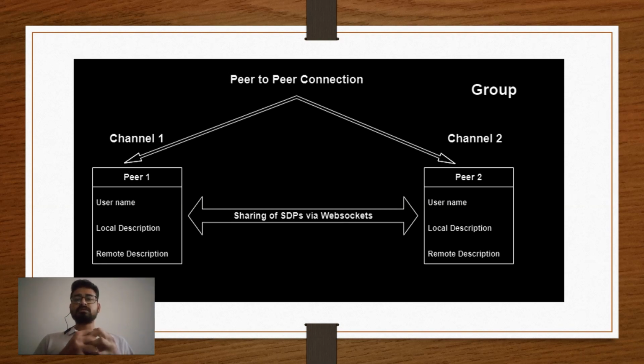So first you have to share those phone numbers. We have to set this similar analogy in this peer-to-peer connection as well, that both the peers should know each other's SDPs, or we can say local and remote description.